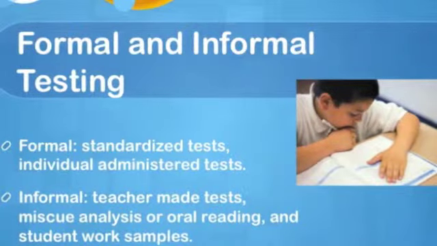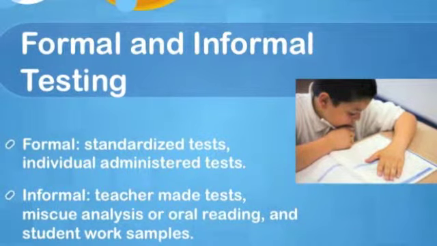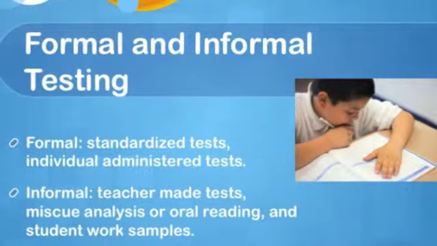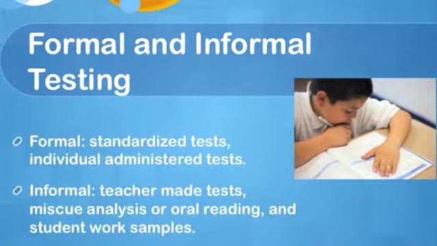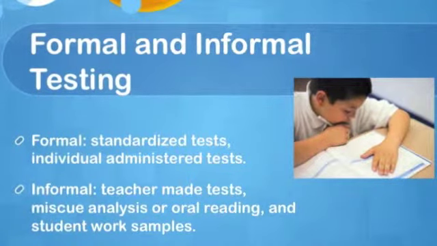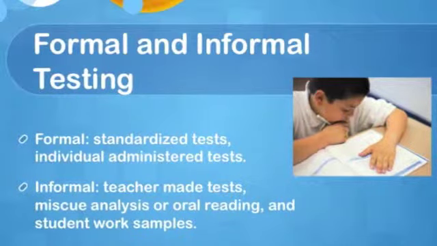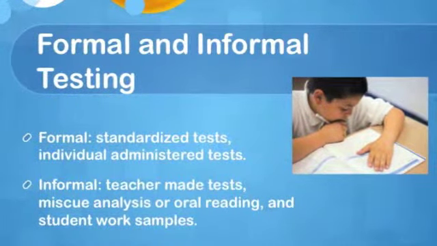There are two types of testing for students. One being formal testing, which includes standardized testing, such as group-administered standardized achievement tests in reading, language arts, and mathematics. These also include the types of tests that identify special learning needs. Informal testing are tests like teacher-made tests and student work samples. As teachers, we will most likely use a variety of these tests.